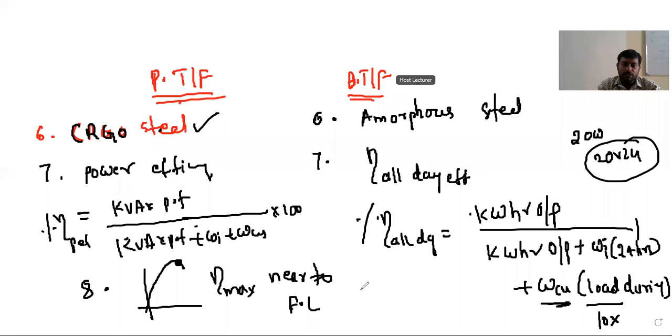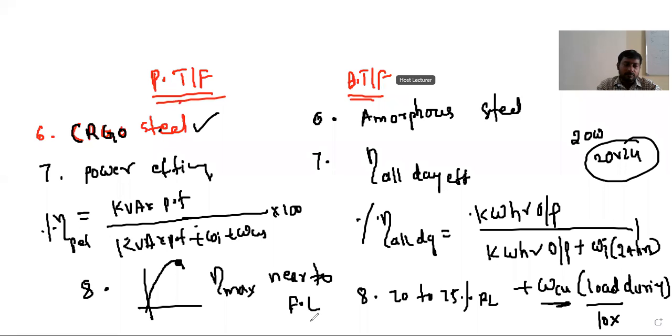But in the distribution transformer, maximum efficiency occurs at 70 to 75% of full load, because the full load is never reached; all loads in the distribution transformer are not connected at a time. That's why the transformer is designed to give the maximum efficiency at 70 to 75% of full load.